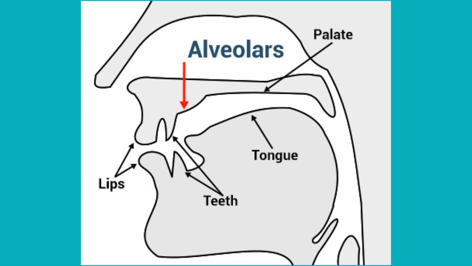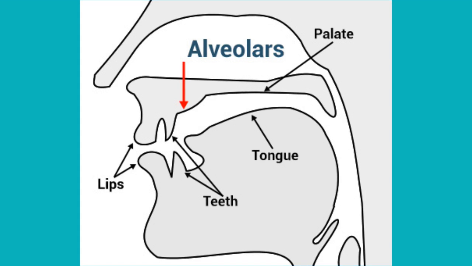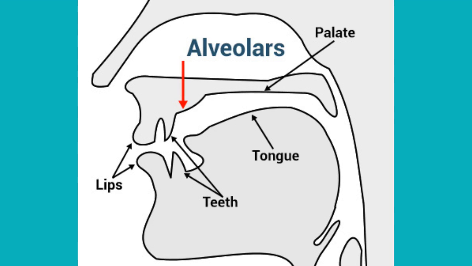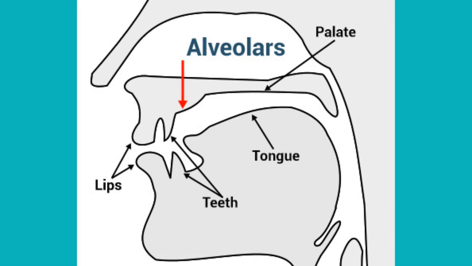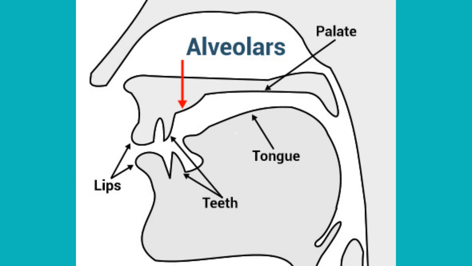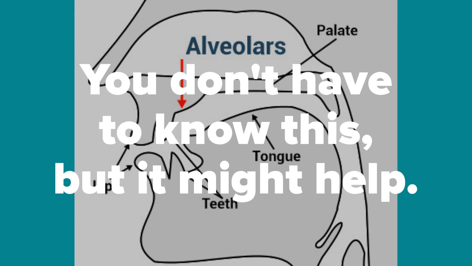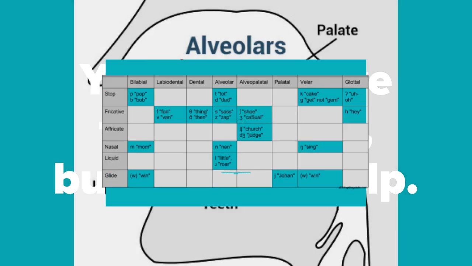If you don't know what I'm talking about in terms of the alveolar ridge, here's the picture of a human face. The nose and the lips in the front, the teeth, the alveolar ridge, the tongue, the palate is on top, and the back you'll have your uvula, and in your throat is your glottis. Again, you don't have to know all of these words, but it might help as we move forward.